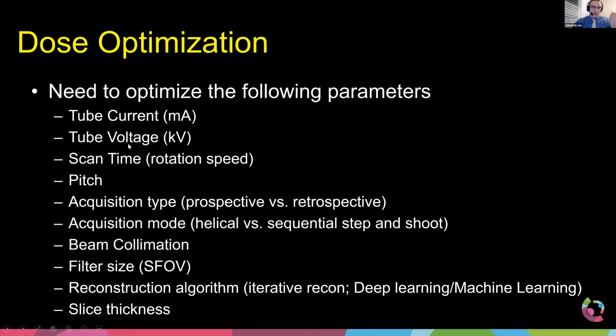How do we optimize tube current, tube voltage, scan time, the rotation speed, pitch, the way we image? Are we going to do prospective imaging versus retrospective? And I'm sure most of you know what that means, but we'll define what those are. The type of scan, are we going to do helical versus axial or step and shoot sequential imaging? The field of view, the beam collimation, the filter size, all of these things, we're going to talk about them. Reconstruction size, types, iterative reconstruction versus deep learning now. I have some images of deep learning in the heart. And then, of course, slice thickness and all that kind of stuff.